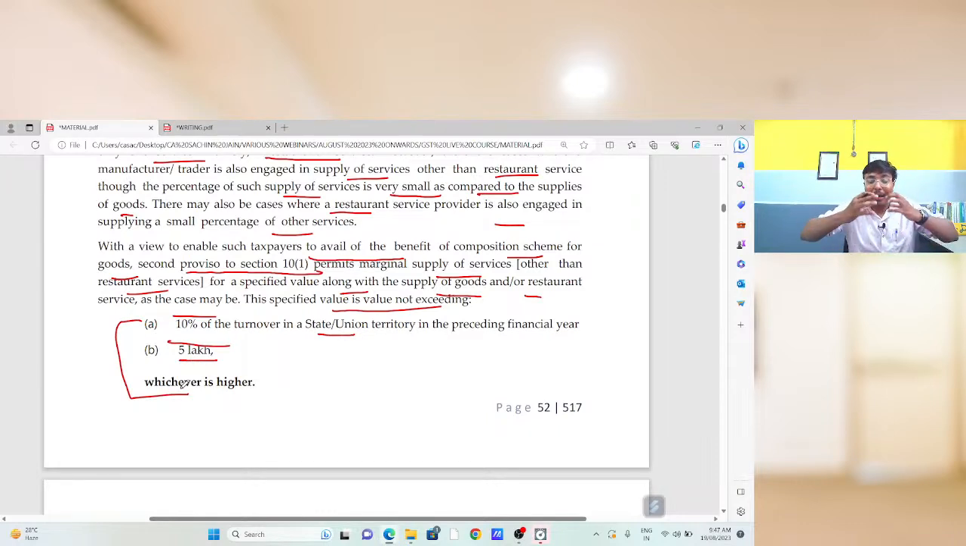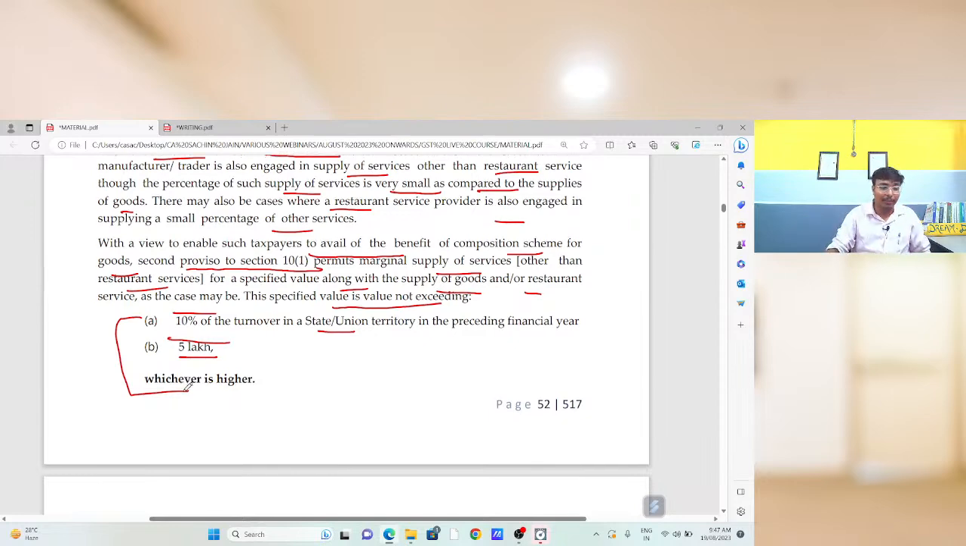That means, whatever goods I am supplying, in that specific case if I am going to make the supply of services for a certain percentage of amount, that is 10% of the turnover of my goods, or that is 10% of my total turnover for the preceding financial year, or 5 lakh rupees, whichever is higher, up to that amount I am eligible to make the supply of services in case of composition scheme.